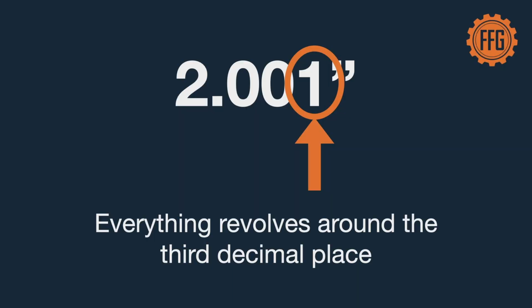So if you notice on a measurement, anything to the left of the decimal point is a whole number. It's a whole inch, usually inches. And anything to the right of the decimal point is a fraction of an inch. So there's a very special decimal point that's 3 decimal places to the right of the decimal point, and that's called the thousandths. That's usually where most machining is centered around, is the thousandths of an inch.